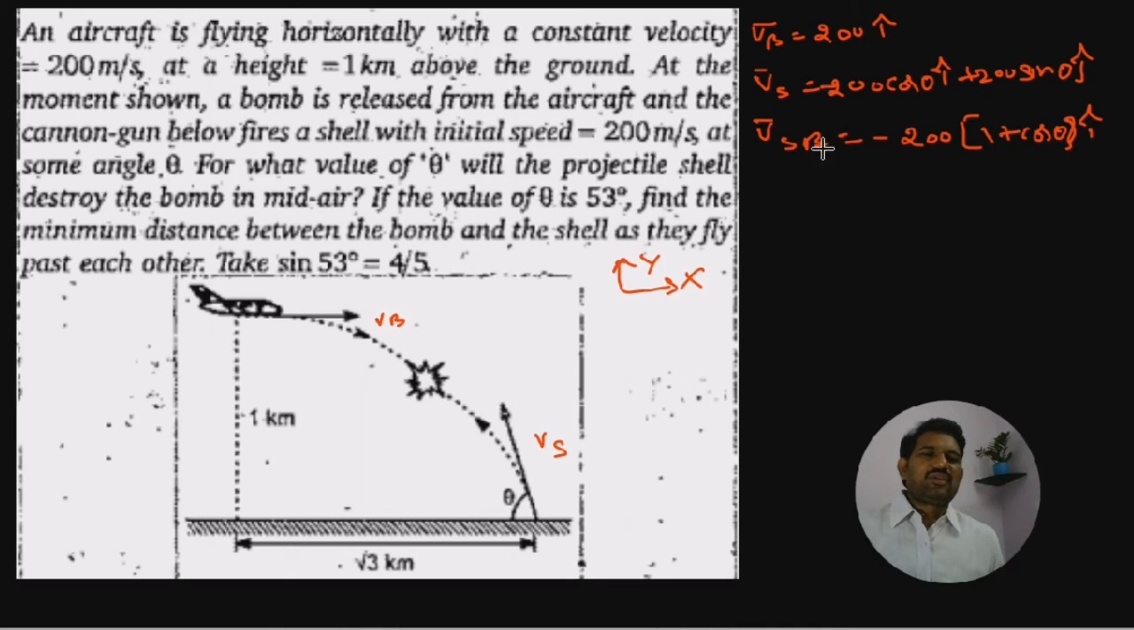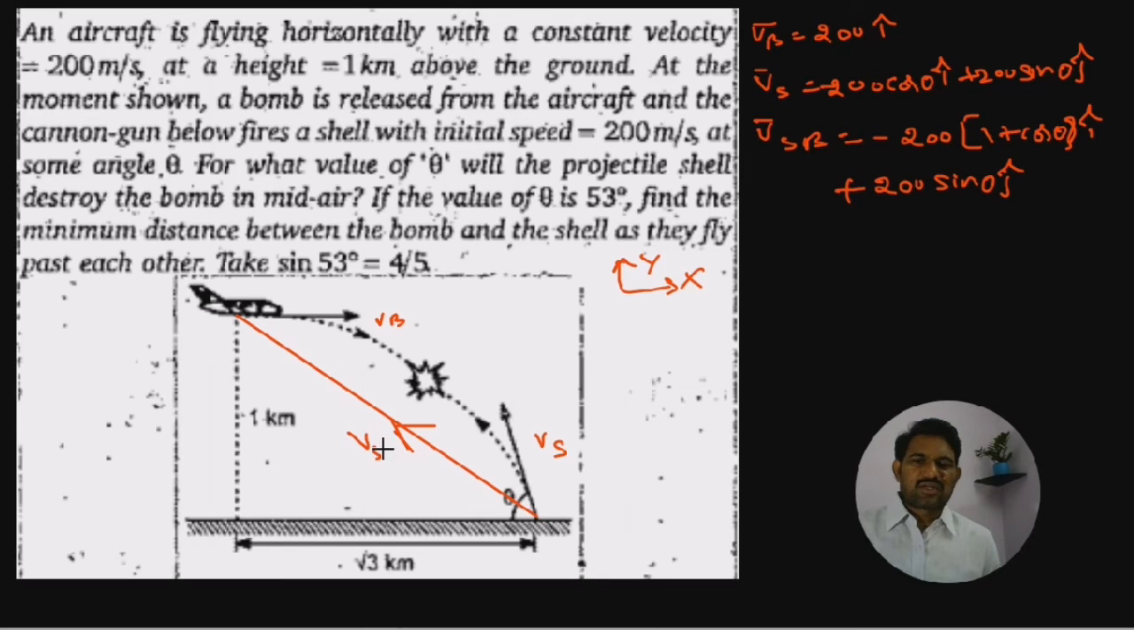Vs minus Vb we need to write. Vs is minus 200 cos theta, then minus the bomb's 200, so it is minus 200 of (1 plus cos theta) i cap, plus 200 sin theta j cap. So this is the relative velocity. Again let us find the direction of this velocity. For the collision to take place, the velocity of the shell with respect to the bomb must be along this direction.